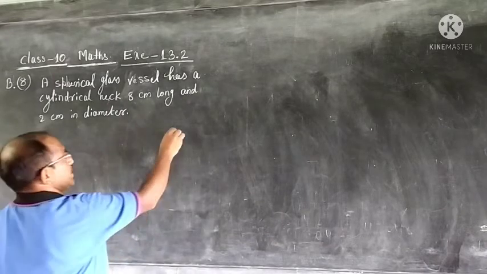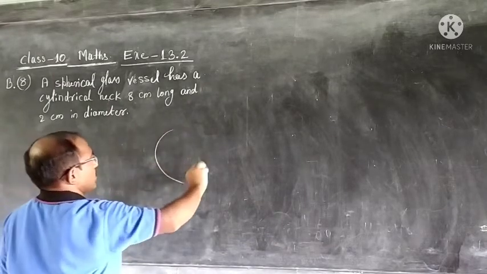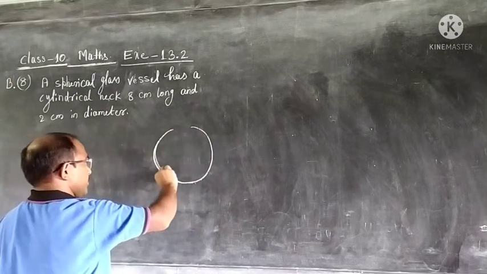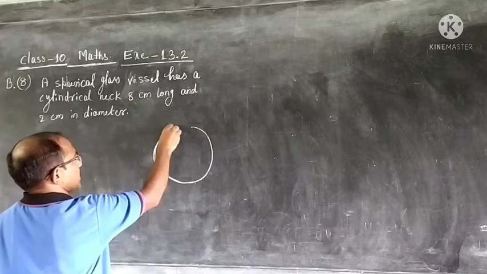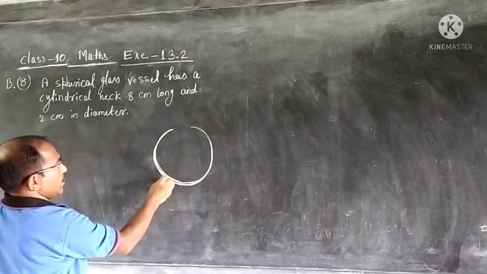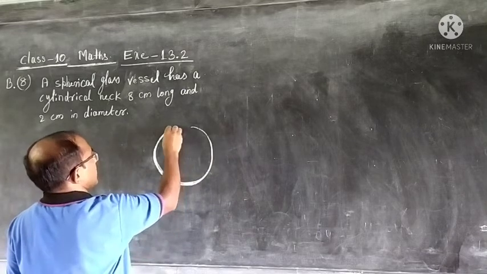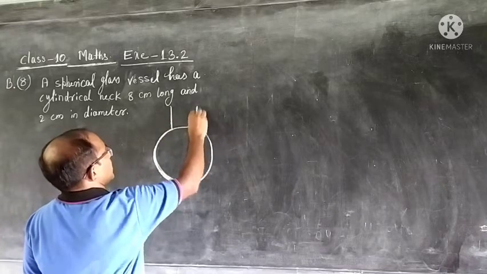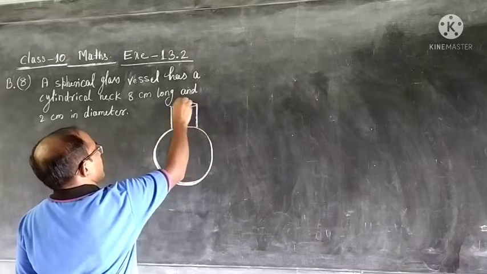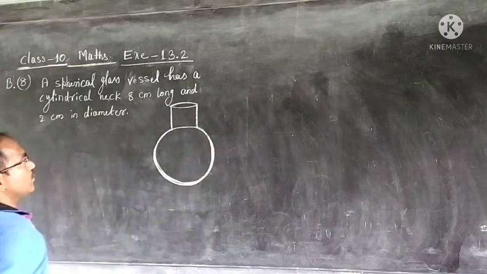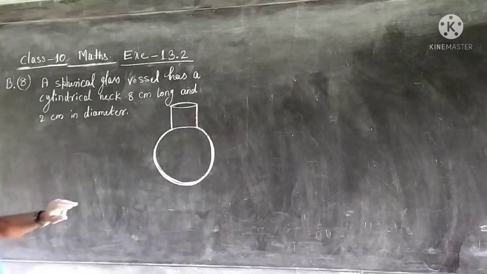All right. So, let us see that spherical vessel. A spherical vessel is like this, sphere shape. Of course, we cannot draw it exactly by hand, we need some instrument. Anyway, this is a spherical vessel and it has a cylindrical neck. This is the cylindrical neck. I hope you understood the shape of that glass vessel.